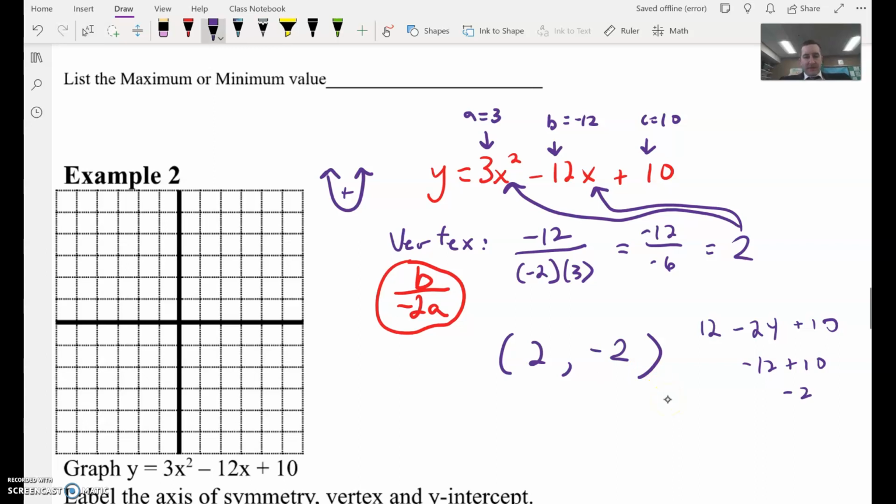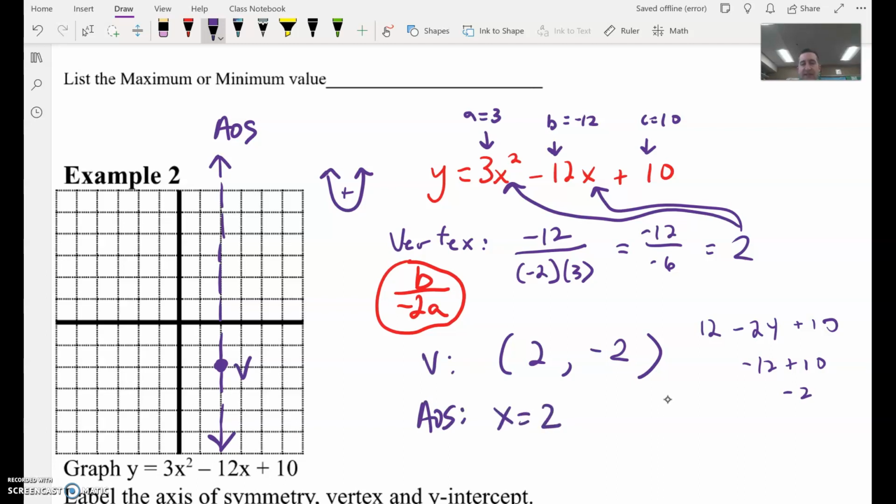We got the vertex. So let's go ahead and graph it. 2, negative 2. Boom. Axis of symmetry cuts the parabola in half. That's my axis of symmetry. There's my vertex. The axis of symmetry is x equals 2. It's always an x equals equation.